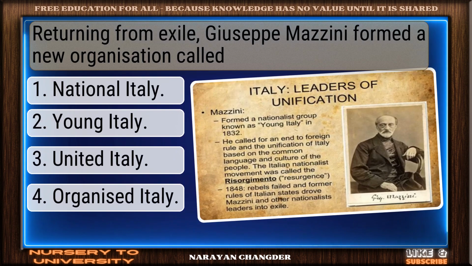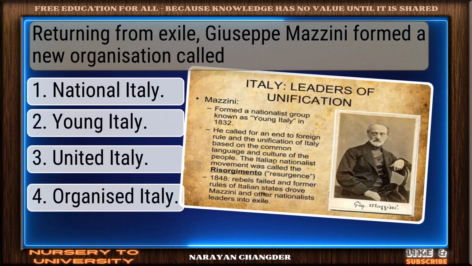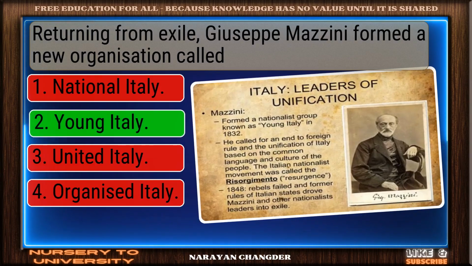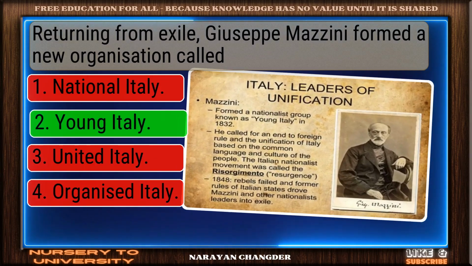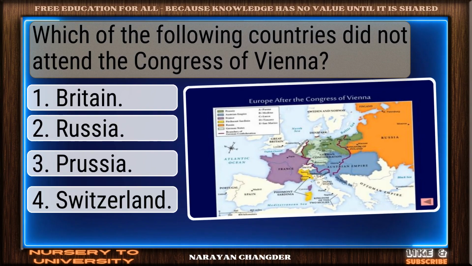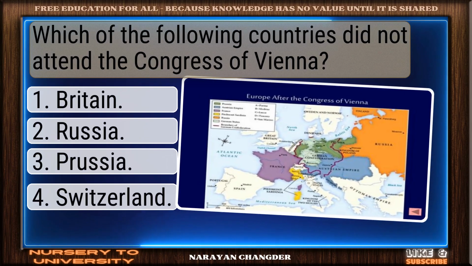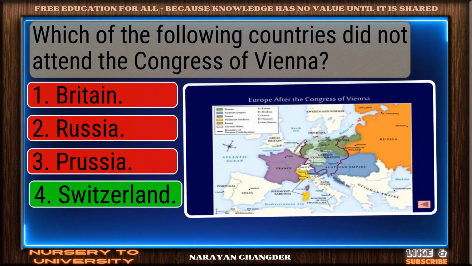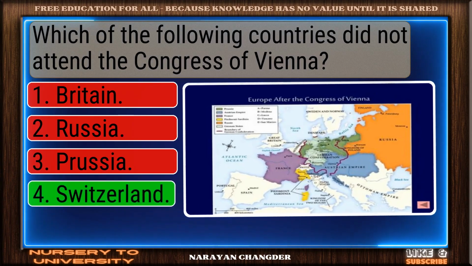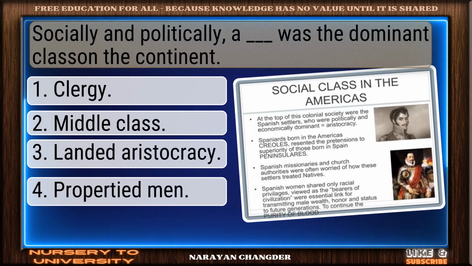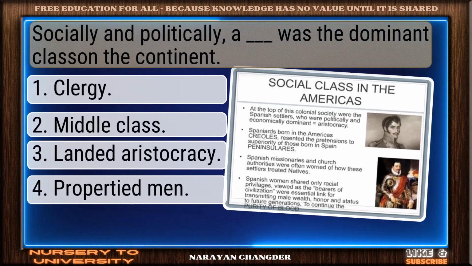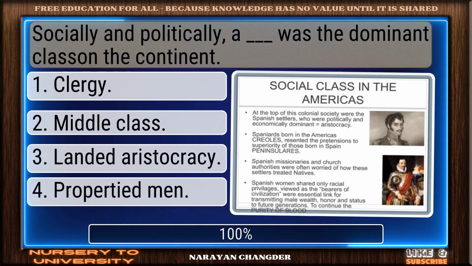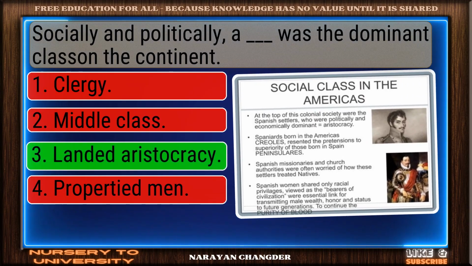Returning from exile, Giuseppe Mazzini formed a new organization called. You're right. Young Italy is correct. Which of the following countries did not attend the Congress of Vienna? Right choice. Switzerland is best. Socially and politically, a dash was the dominant class in the continent. Solid response. Landed aristocracy is right.